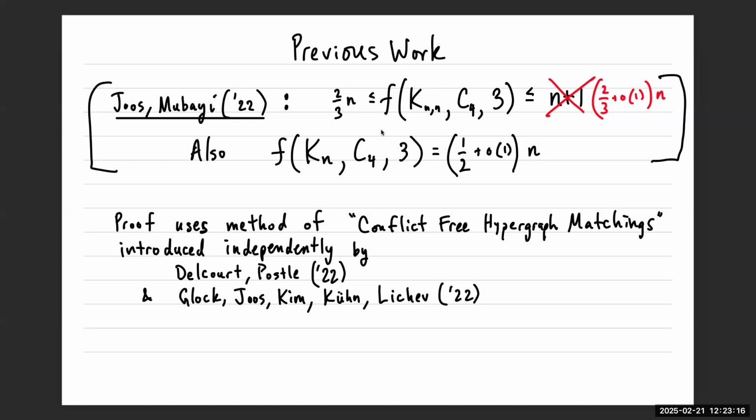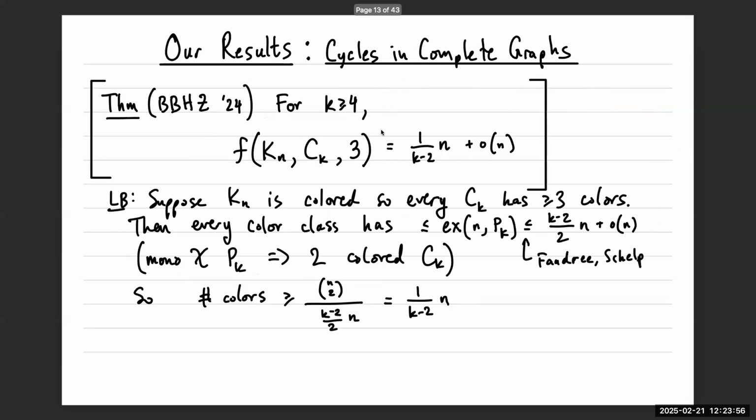This is basically one of the main topics of the talk. Forget the generalized Ramsey thing. We'll just talk a little bit about the history of this method. Okay, so this was introduced independently by Delcourt and Postle, and Glock, Joos, Kim, Kühn, and Lichev. Both in 2022, they came out on the same day or something like that. It's always funny when that happens, like if two groups just decide to prove the same theorem. It was just waiting to be proved, you know. And it's just kind of cool.